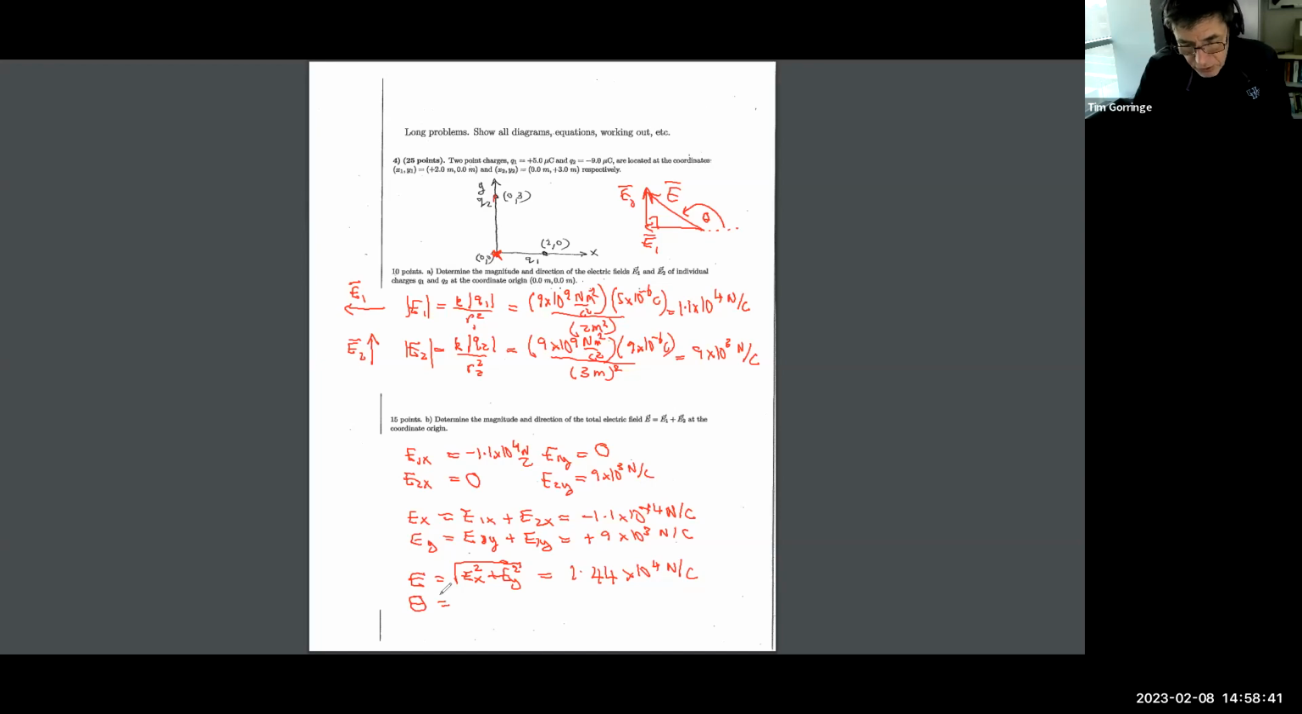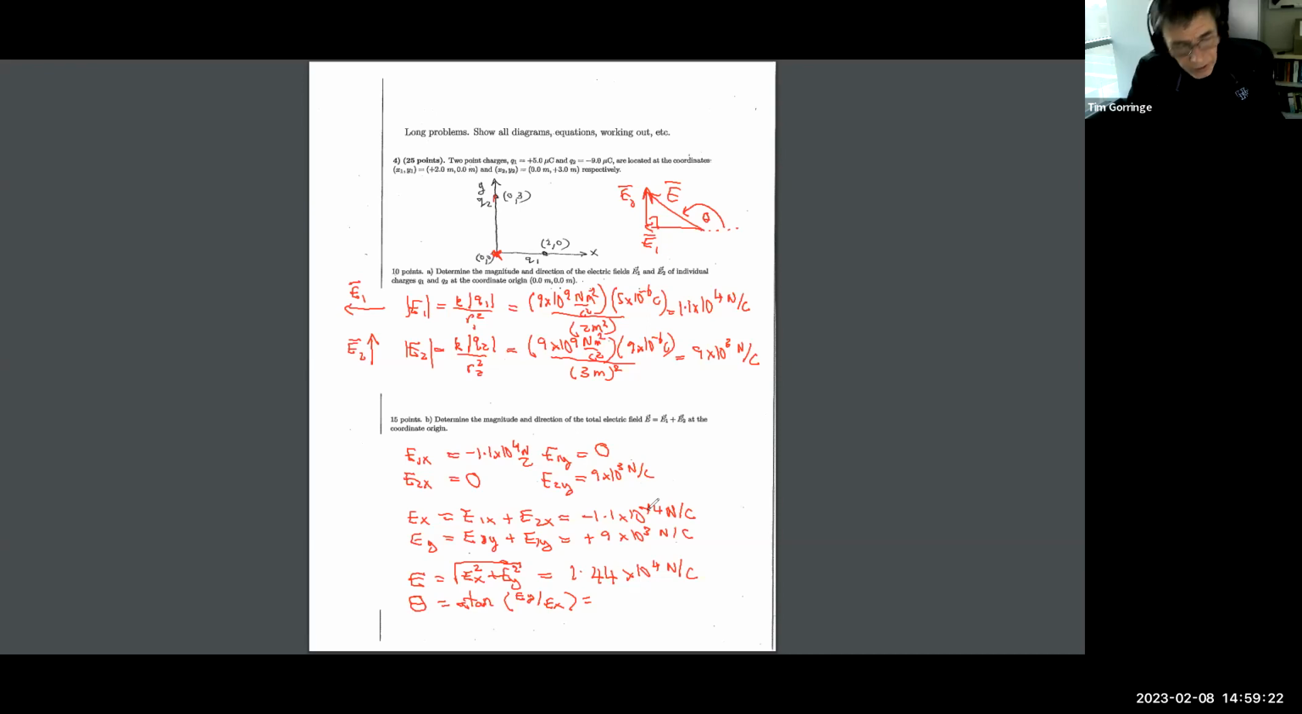So to get the angle, I use a little bit of trigonometry. I'm going to take the inverse tangent, or arctangent, of the ratio of the y component of the field to the x component of the field, so EY over EX. EY is positive 9 times 10 to the 3. EX is negative 11 times 10 to the 3. So we're going to get 9 over minus 11. So it's a negative number that's a little bit smaller than 1.